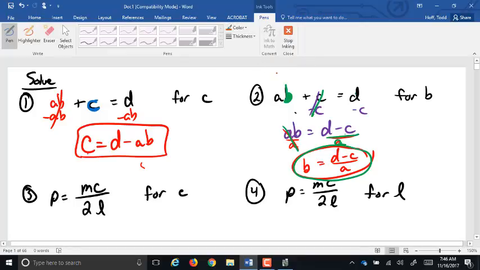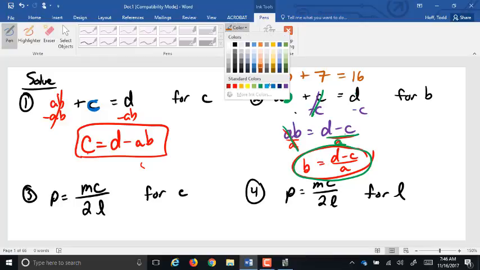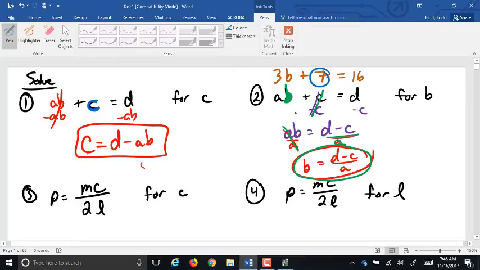If you think about it, if this were 3b plus 7 equals 16, you would subtract the 7 and then you would divide by the 3, right? So that's exactly what we did here. We subtracted the C and divided by the A. It does.